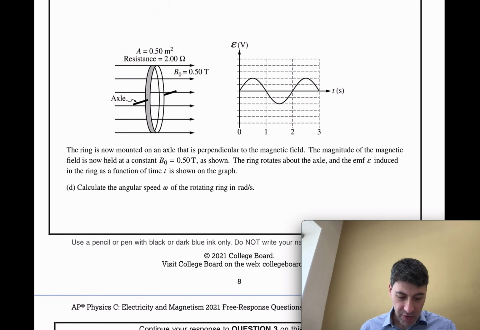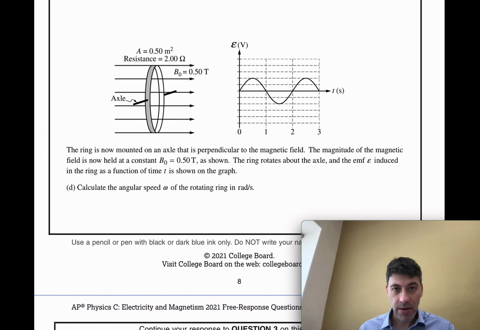Now we go back to the previous situation. We know the area, the resistance, I think nothing changes, and we see that there is an axle through the ring, so the ring is rotating, and this causes an induced EMF that changes depending on the position. Either we'll have maximum current, maximum EMF, or we will have zero EMF. So basically we'll have an alternating current. And we need to figure out what is the angular speed of the ring.